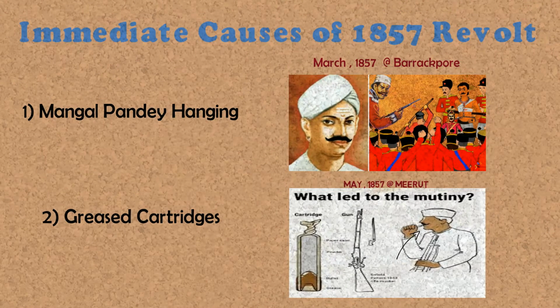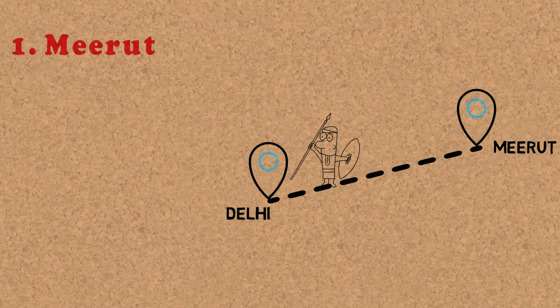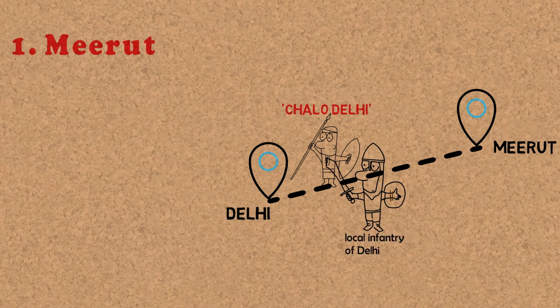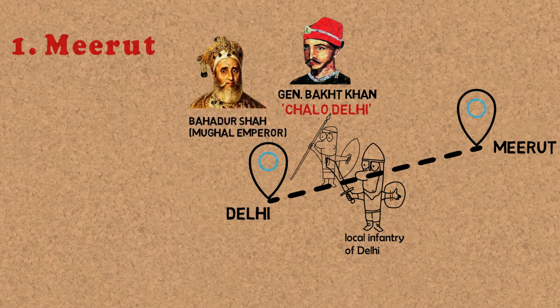Let's see how the revolt spread and how it was controlled. The angry soldiers of Meerut marched towards Delhi in an open rebellion. The battle cry was "March to Delhi." The local infantry of Delhi joined them. The revolt was led by General Bakht Khan of the Bareilly regiment. After reaching Delhi, the rebels declared Mughal Emperor Bahadur Shah as the titular head of the country.